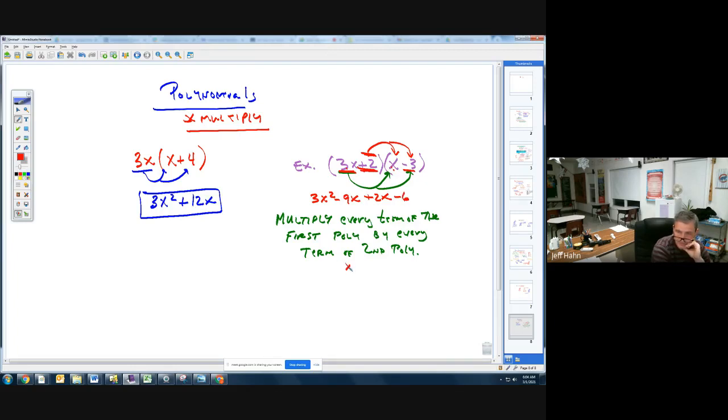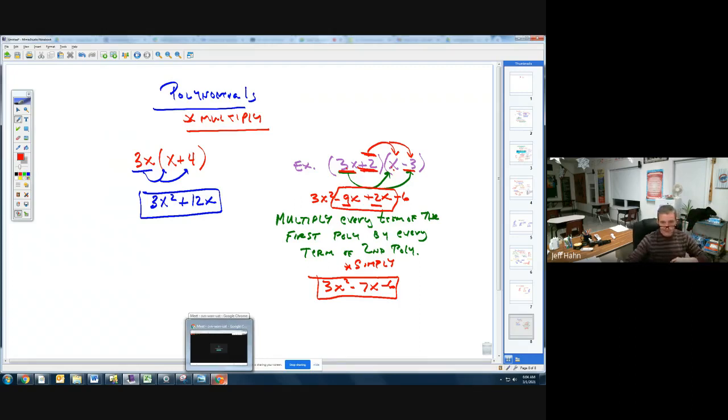And then obviously sometimes in order to simplify this, after you finish this, you may be able to combine like terms, in which case you have this. The negative 9x and the plus 2x can combine, so you still have that 3x squared to begin with, but you end up with a negative 7x, and that was a minus 6 over there. So this would be that.